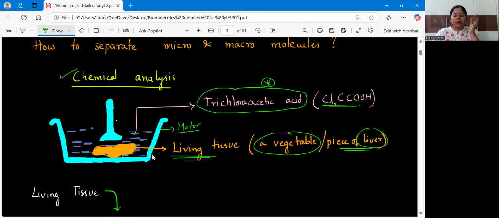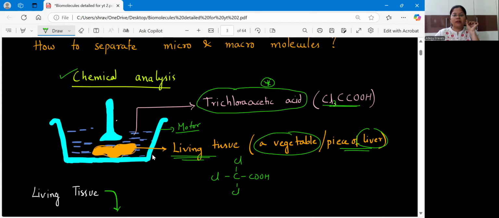So as we know, trichloroacetic acid: say this is carbon, to which three chlorines are attached like this, hence trichloro, and here we have an acid. So it is trichloroacetic acid. So Cl3, C and COOH.